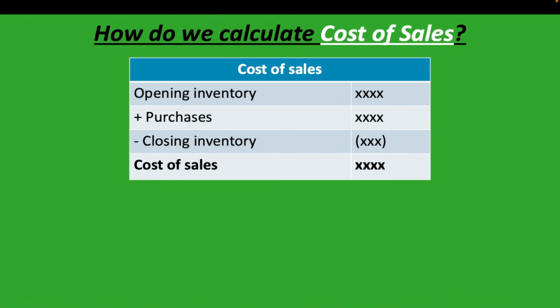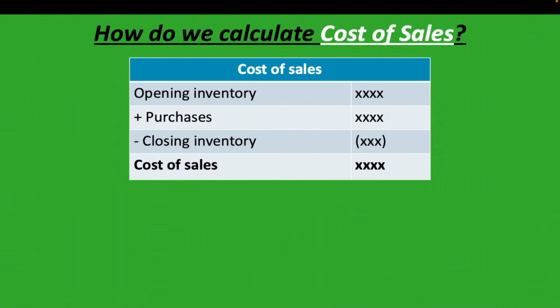And so if you think of this logically, my opening inventory plus my purchases is ideally what I would sell this year. But if I have closing inventory, those are the ones that are remaining, so I need to deduct it to get our cost of sales. So this is the simplified formula for calculating your cost of sales.